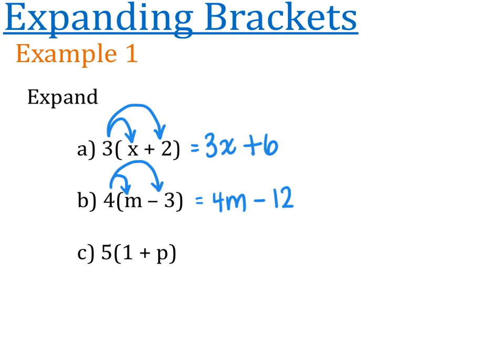For the last question, the letter is the second term, not the first term in the bracket, but that shouldn't make any difference at all. So we're going to do 5 times by 1, which is 5. And 5 times positive p, which is plus 5p. All right, let's make these a little bit more complicated.